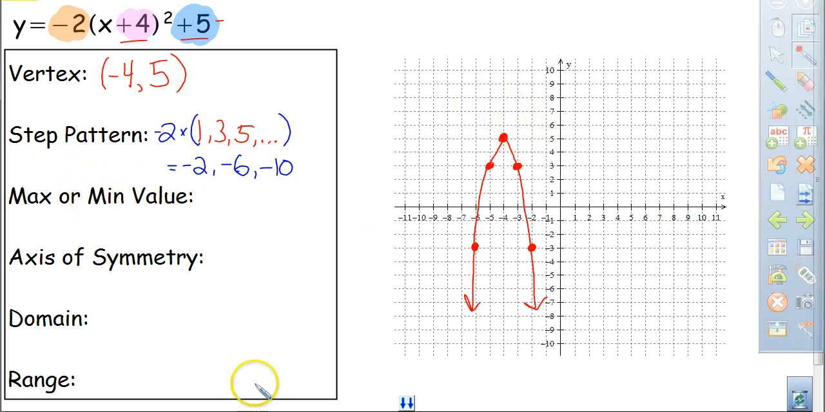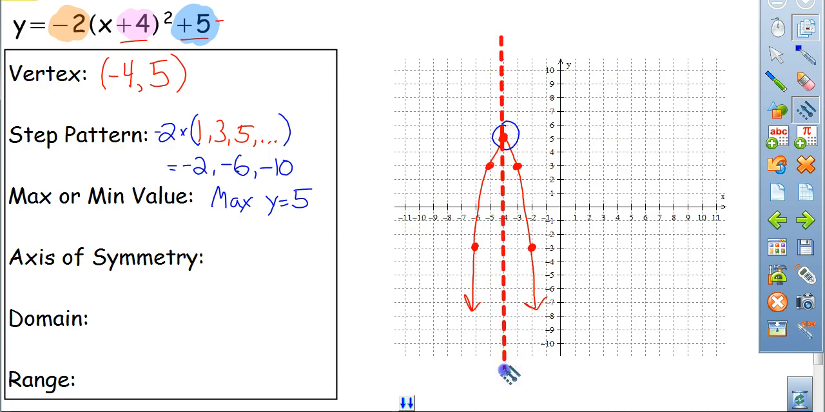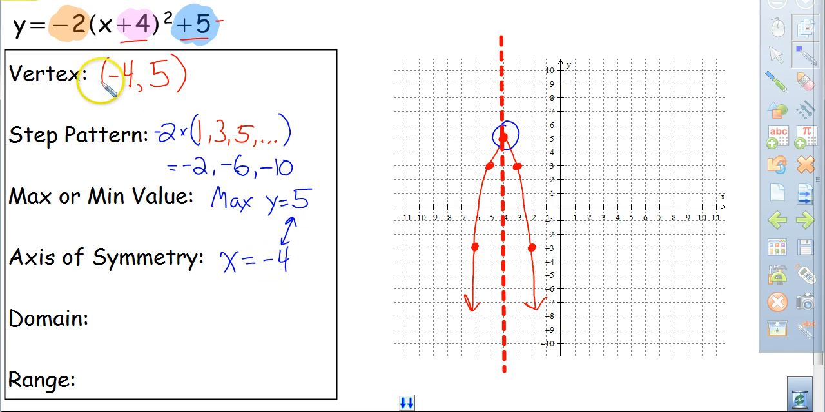Now the maximum or minimum value, because this parabola is going downwards, the vertex of negative 4 and positive 5, that's actually the highest point there will be. So what we have here is a maximum value of y equals 5. Okay, our y values will never go above 5. The axis of symmetry, so again, if I draw that line, you take a look at what your x value will always be. That is negative 4. One thing you might notice as well, that those two, the maximum value and the axis of symmetry, those numbers come from the vertex. And again, domain and range we'll talk about in class.